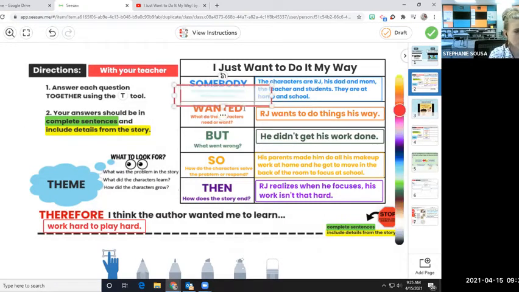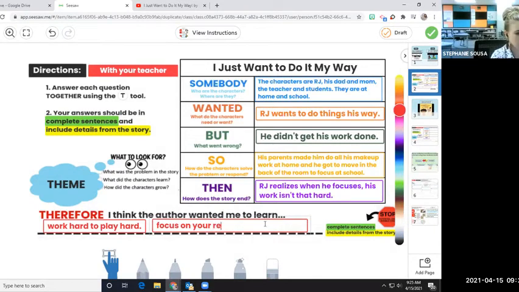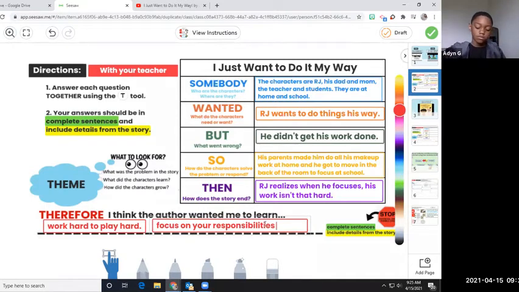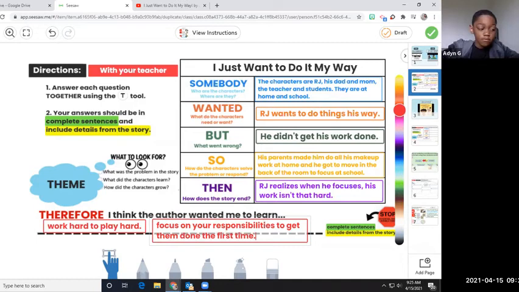Okay? What else? What is another theme? Remember, text can have multiple themes. Aiden, what's another possible theme? So this is what my partner came up with. Focus on your stuff so you do not have to do it later. Awesome. I'm going to change that word stuff to responsibilities. Focus on your responsibilities to get them done the first time. Right? They don't go away.